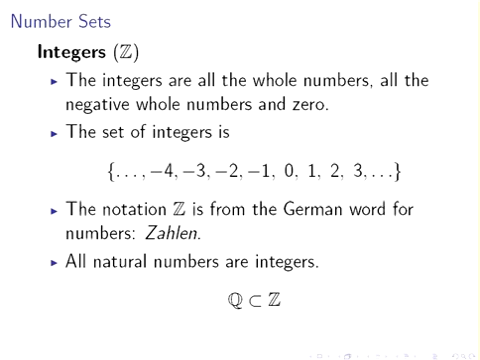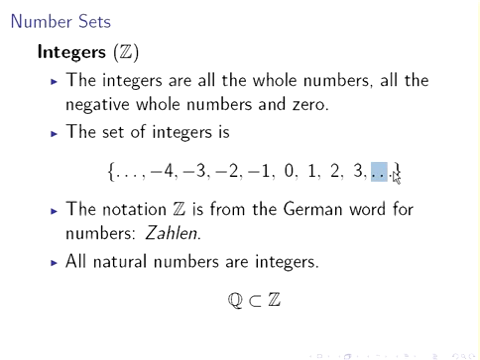Now, the integers are the next type of number set. The integers are all the whole numbers, all the negative whole numbers, and also 0. So here's an example of a sequence of integers: -4, -3, -2, -1, 0, 1, 2, and 3. On the left hand side, these dots mean all the negative integers less than -4, and the dots on the right hand side indicate all the integers greater than 3.